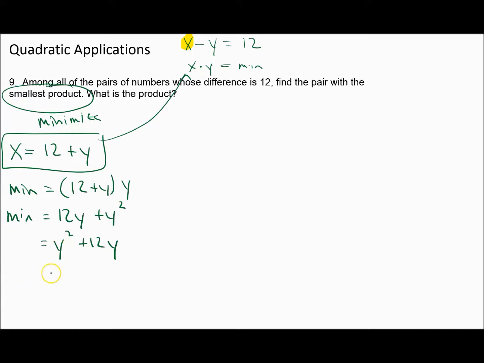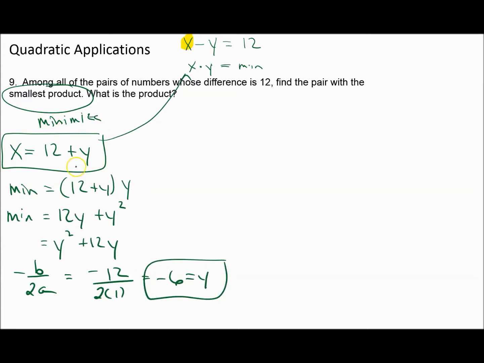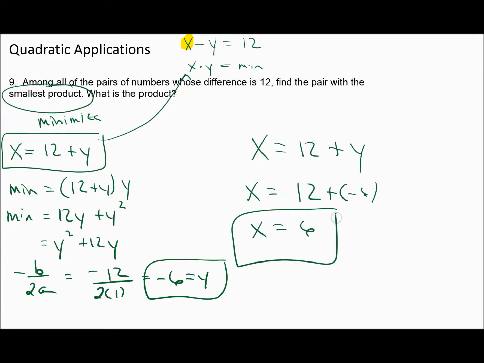All right, so here we go. Remember, it's negative b over 2a. And that's y equals that because there's a y as my function variable. So negative b, negative 12, over 2 times 1, which is going to give me negative 6. So I know my y value is equal to negative 6. How do I find my x value? Go back. Remember, x is equal to 12 plus y. And y is negative 6, so that's 12 plus negative 6. So x is equal to 6. So there's my two numbers, 6 and negative 6. When I multiply those together, I get negative 36. And there's no way you could get a smaller number than negative 36 if the difference is 12.